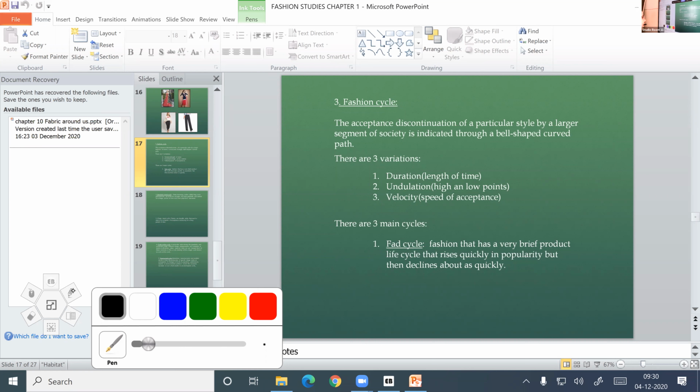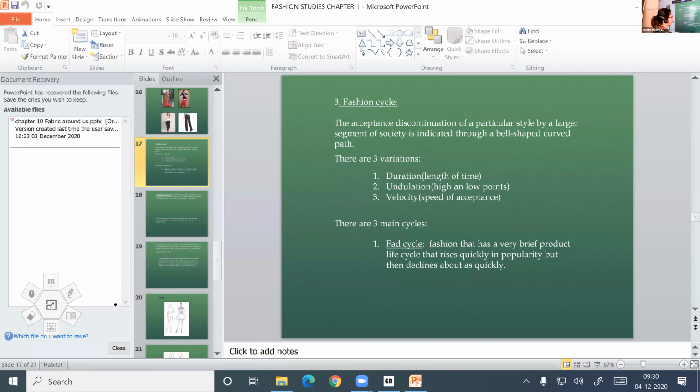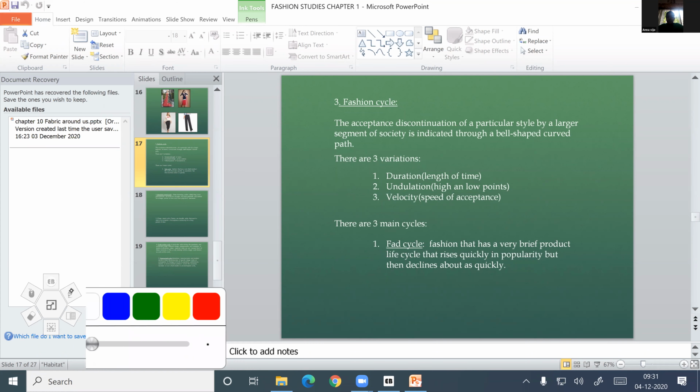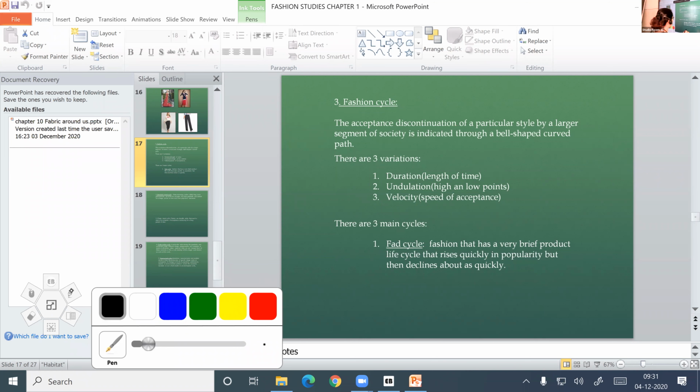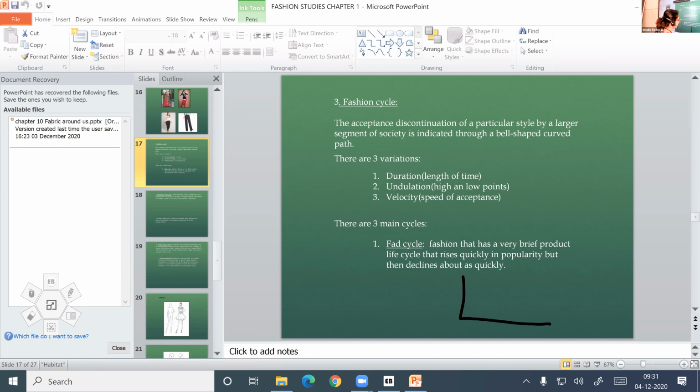So in fashion cycles, there are three variations. Duration, I'll show you again. Duration and undulation and velocity, the speed at which the fashion cycle is moving. Okay, who is going to tell me the fad cycle, the first cycle? Anna, can you say what is fad cycle? A fad cycle is fashion that rises quickly in popularity but declines as quickly. I'll show you. If this is the duration, this is undulation, the velocity will be like this. The fashion rises quickly in popularity and declines about as quickly.